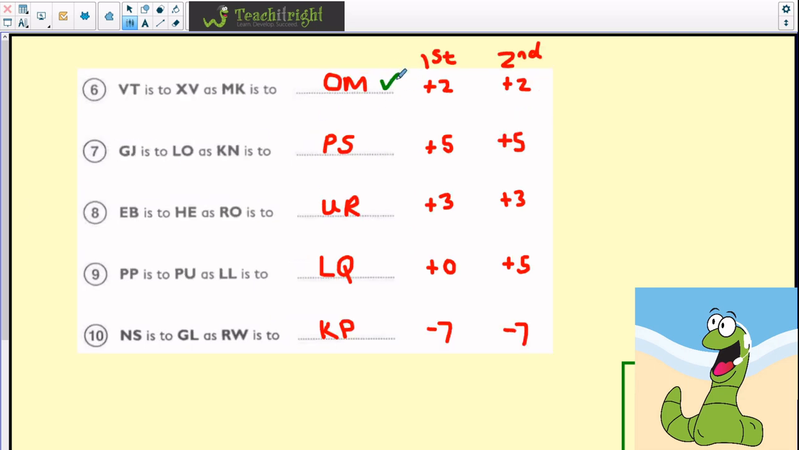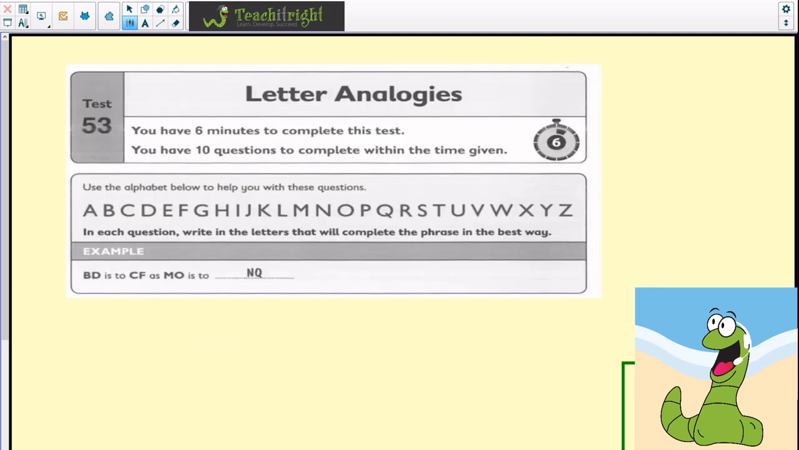So we've got OM, PS, UR, LQ and KP. So again, well done if you managed to get all of those correct. They're not easy. Some of them are quite big jumps, but also just checking them really carefully in the counting along the alphabet. What we'd also suggest is you use the multiple choice sheet, because if you look at the first letter and you check your multiple choice sheet, it might be you don't need to work out the second letter. And it also can help you limit your choices. Let's have a look at the next letter analogies.